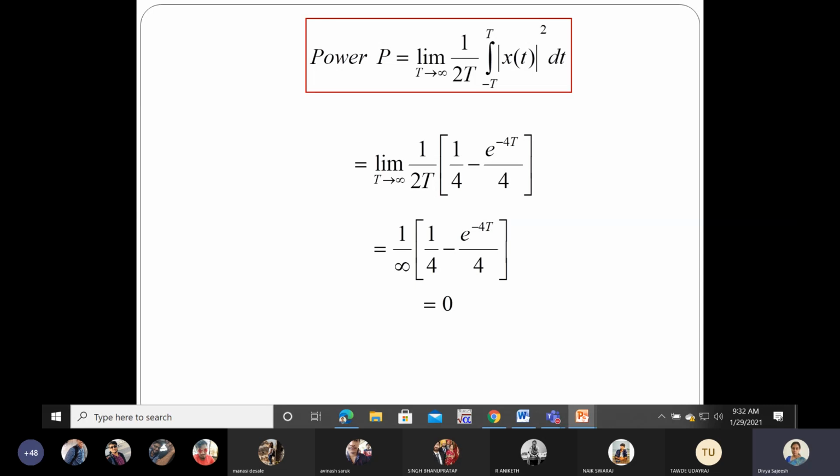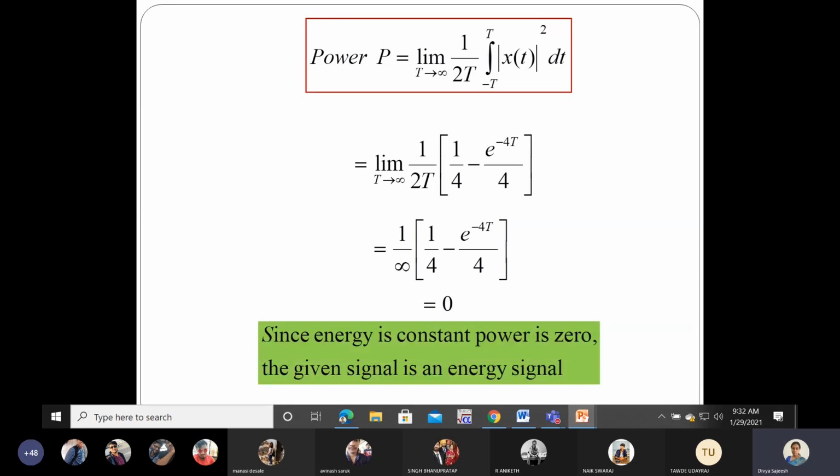So here I can finally conclude that since energy is finite, automatically the power in the signal will be 0. So the given signal is an energy signal.